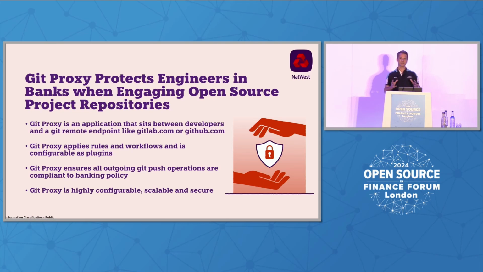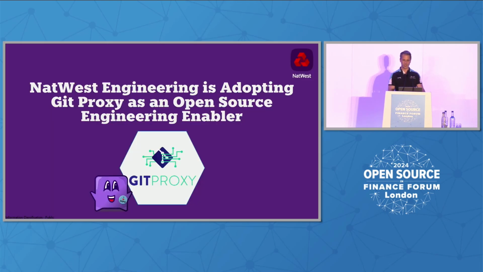Git Proxy runs some kind of a workflow, which imagine that workflow as a series of tasks, series of scans or checks between the local desktop and the contribution traveling from that local desktop up to the remote endpoint. So you can really nicely configure the sequence or add some custom protections of your choice. And Git Proxy basically ensures that all outgoing Git push operations are compliant to banking policy, which is really important for our customers. So, as you already guessed, NatWest Engineering is adopting Git Proxy as an open source engineering enabler.